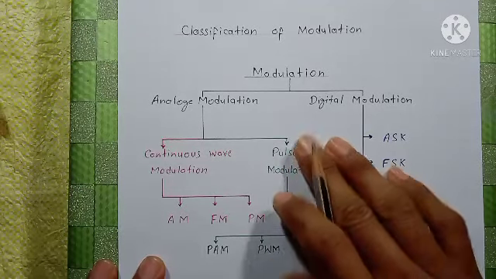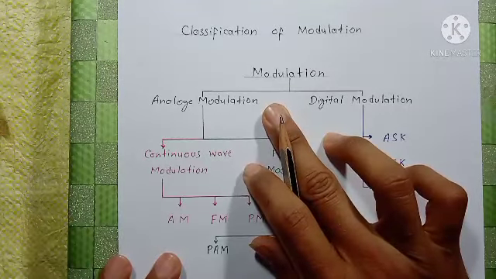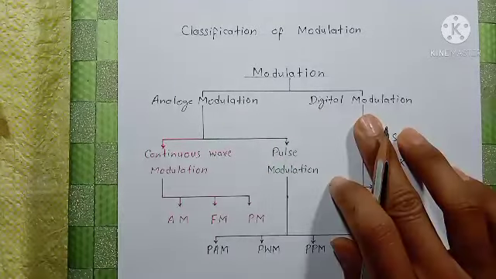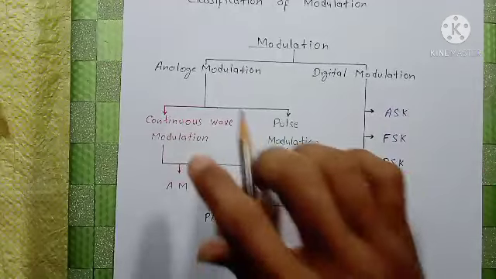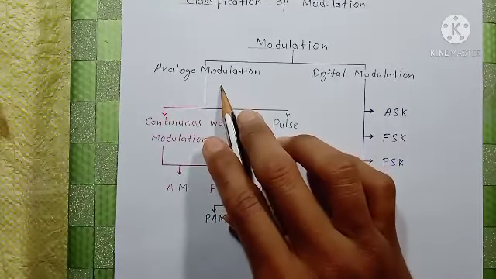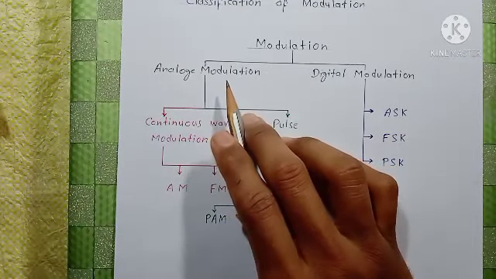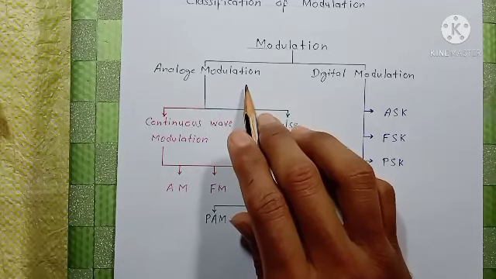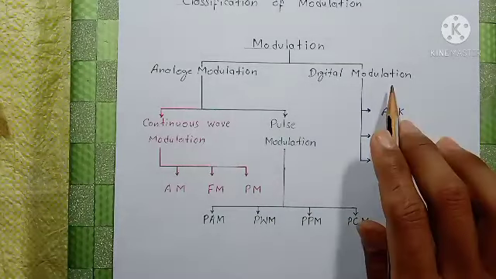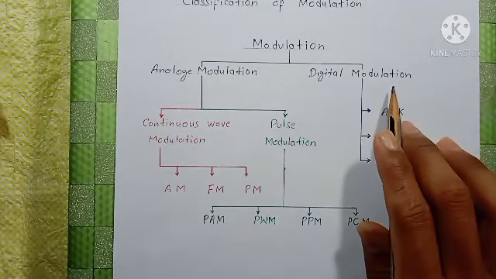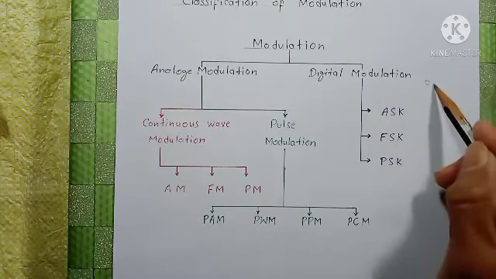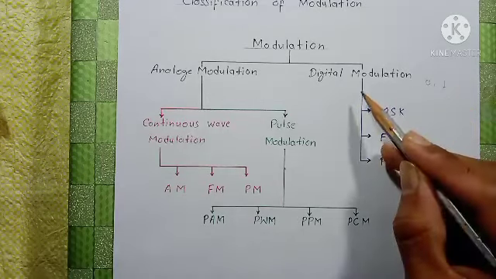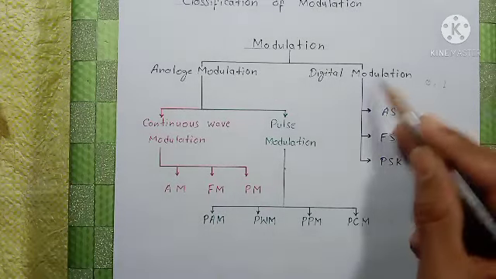So broadly, there are two types of modulation: the analog modulation and the digital modulation. If the message signal is analog, then it's known as the analog modulation. And similarly, if the message signal is in the digital form, or in terms of 0 and 1, it is known as the digital modulation.